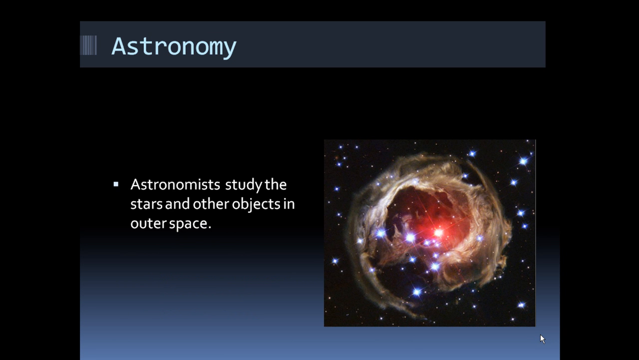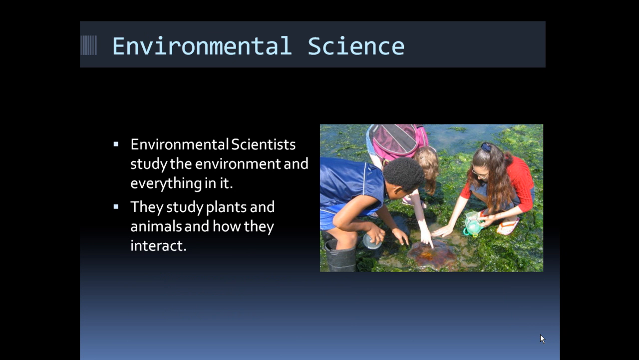Astronomers study stars and objects in outer space, which I think would be a really neat job. And then environmental scientists study the environment and everything in it. They study plants and animals, how they interact. They deal with pollution and things like that.